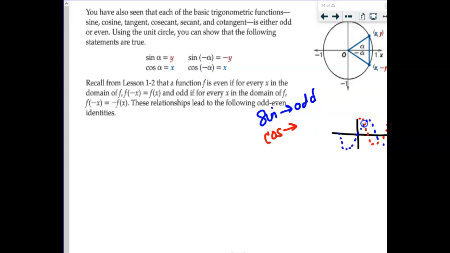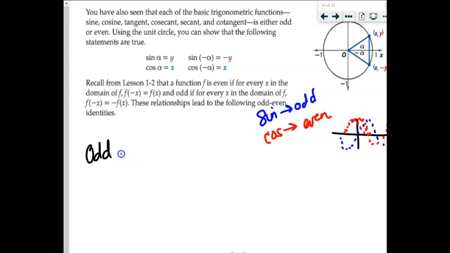So cosine, which is the weird horseshoe one. Oh man, I just made that really ugly. Cosine has that y-axis symmetry if you squint, which means it is even. So that's the visual representation for why it's even and odd. Let's talk about algebraically why it's even and odd.